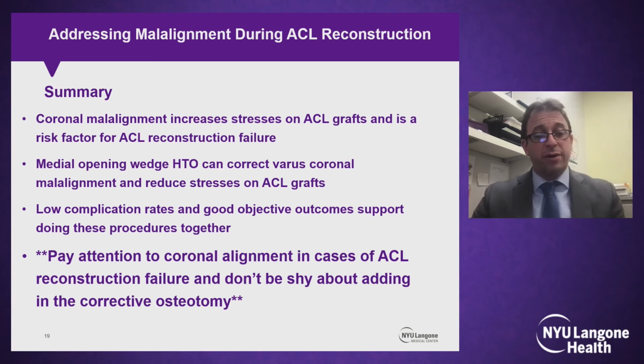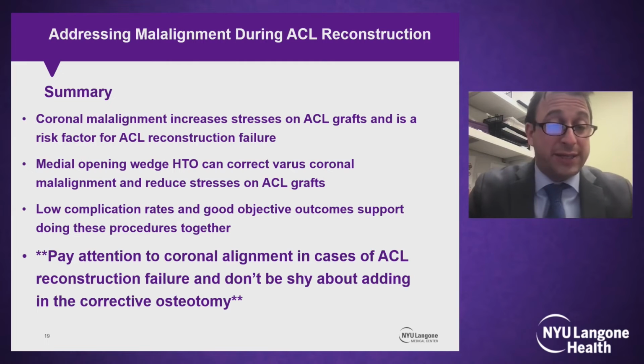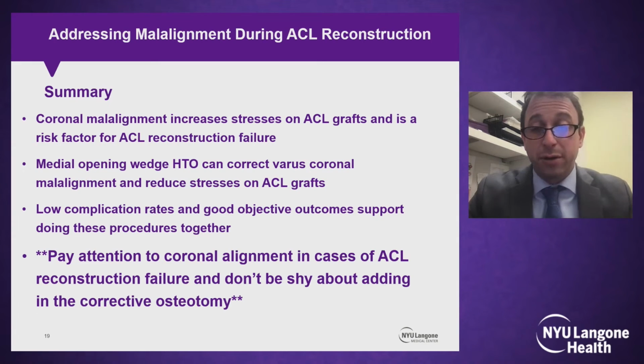So to put it all together and give you guys a couple of minutes to ask any questions about combining an HTO and an ACL reconstruction, coronal malalignment increases stresses on ACL grafts and is a risk factor for ACL reconstruction failure. As we demonstrated, a medial opening wedge high tibial osteotomy can correct your varus coronal malalignment, thus reducing stresses on your revision ACL grafts. It has a relatively low complication rate and good objective outcomes in the literature supporting doing these procedures together.